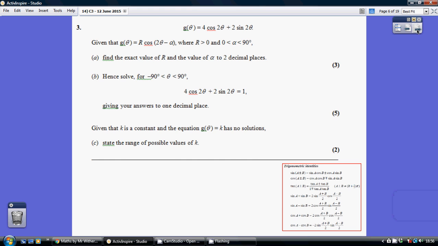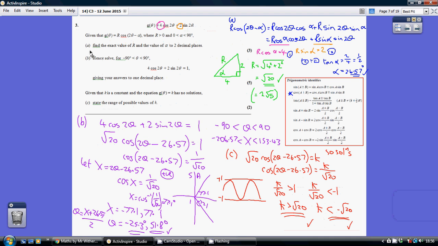Question 3. So for part A, we've got to put it in this alternative format with R and alpha. So really stemming from the cos(A minus B) formula down here, we can rewrite 4 cos 2θ minus alpha as this here. So just work your way through that following this.